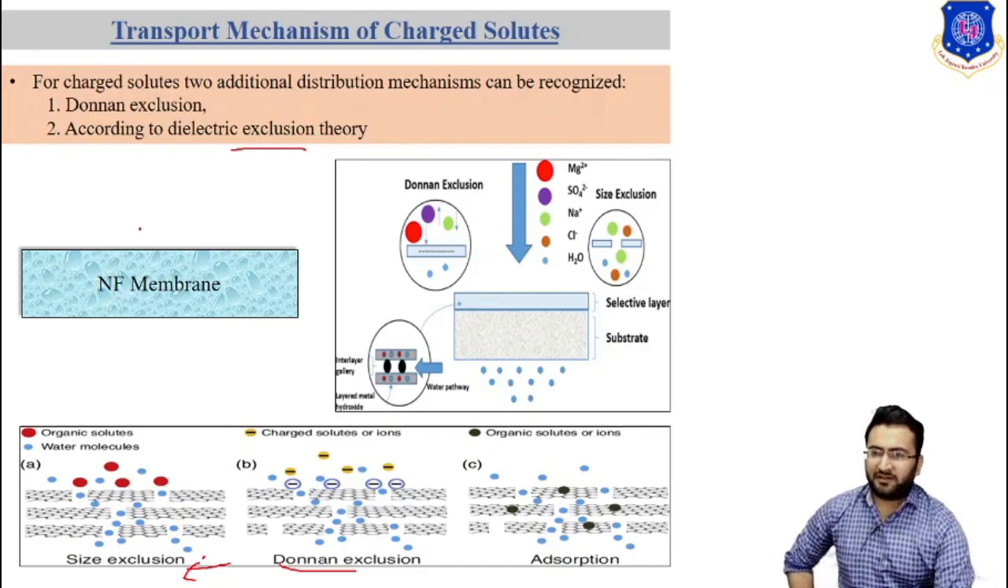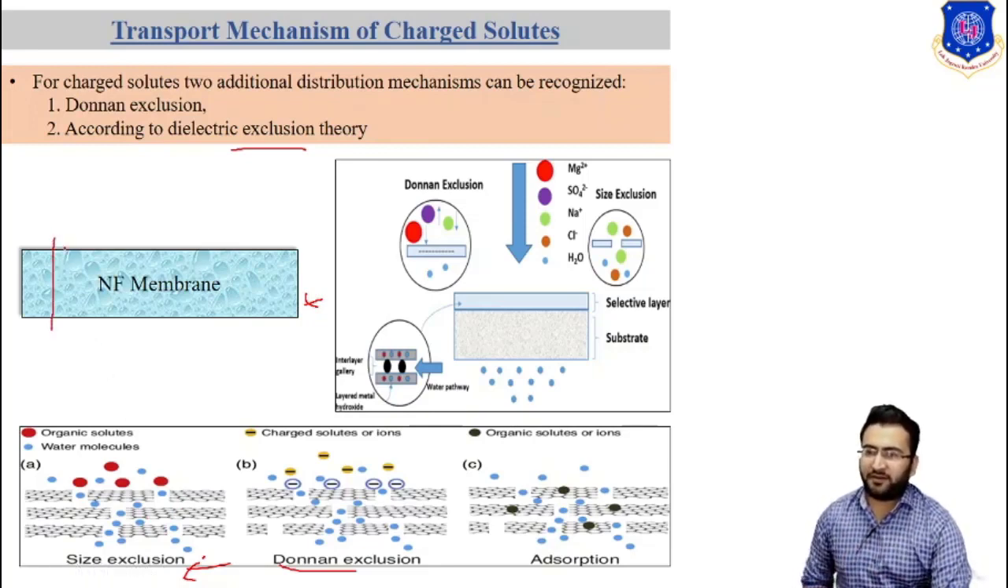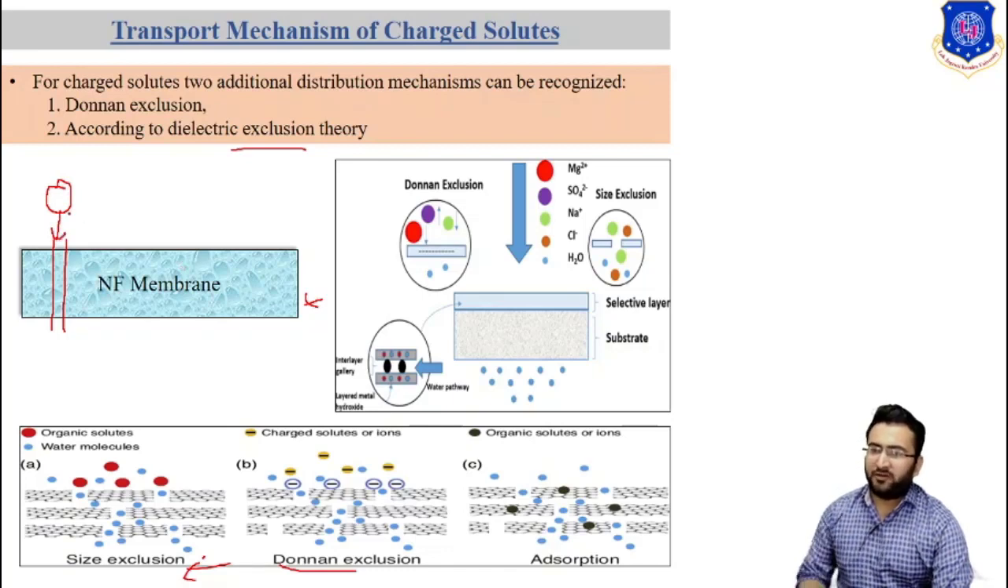So let's consider this is a nanofiltration membrane. Now, what is the size exclusion theory? Let's consider there are pores. These are the pores of the nanofiltration membrane. If a solute is bigger than this pore size, it cannot pass through this pore, so it will be rejected by the membrane. So this is the size exclusion theory.